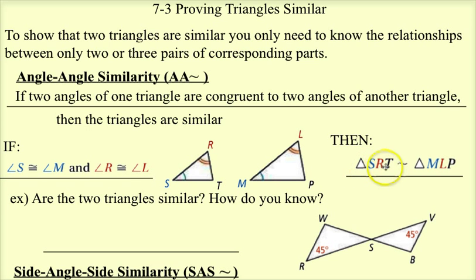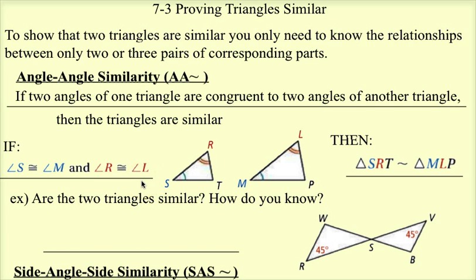So I say triangle SRT is similar to triangle MLP. And the order of the letters shows which angles are actually congruent. The S is congruent to the M, the R is congruent to the L, and the T is congruent to the P. And remember, this is my little sign for similar. So let's look at the first example.